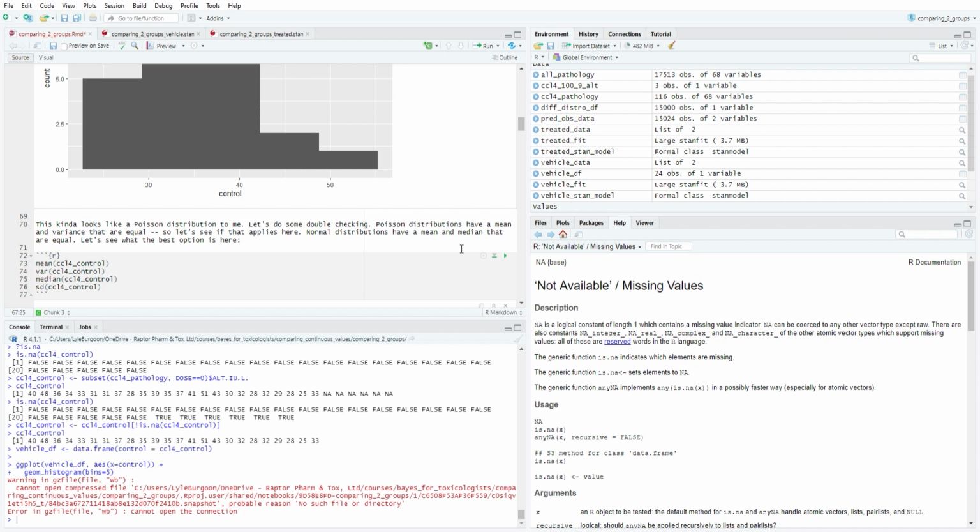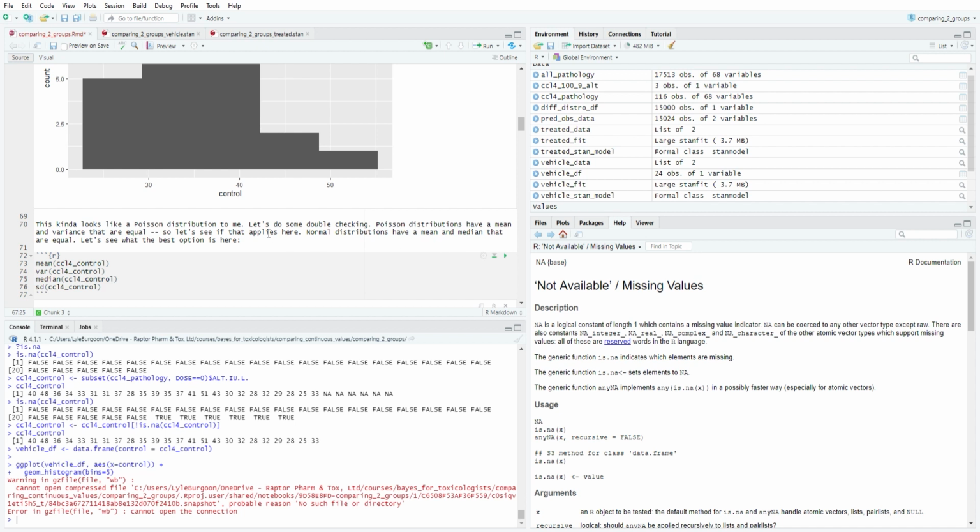So I'm going to do some double checking. The key to know if you have a Poisson distribution is you have a mean and a variance that are equal. So we're going to see if that applies here. If my mean and variance are not equal, I know it's not Poisson. I know that I should not model it with a Poisson distribution. I could do a negative binomial.